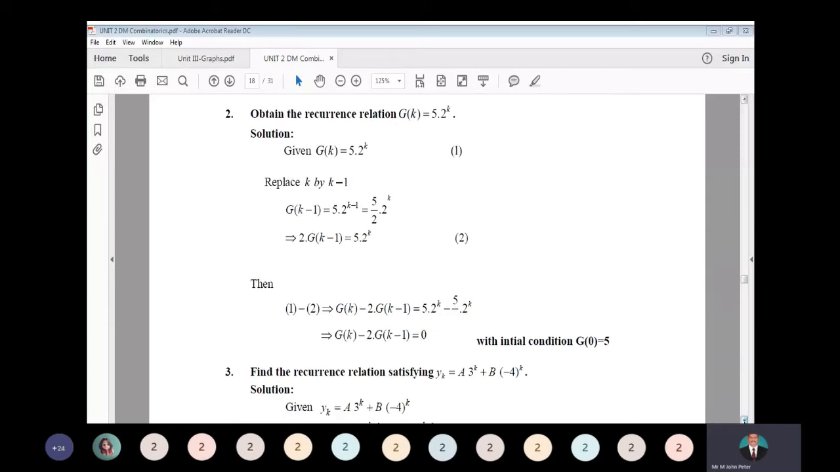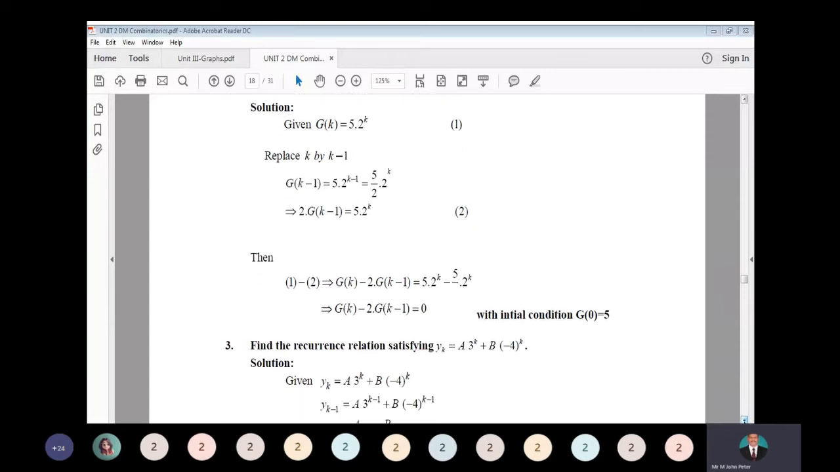So subtract the first equation minus the second equation, you will get g(k) - 2g(k-1) equal to 5 times 2^k minus 5 times 2^k. So that is equal to 0. So that is g(k) - 2g(k-1) = 0 with initial condition g(0) = 5.